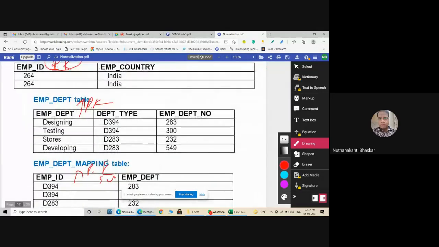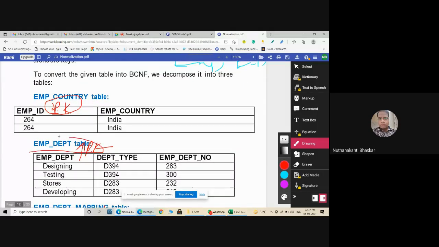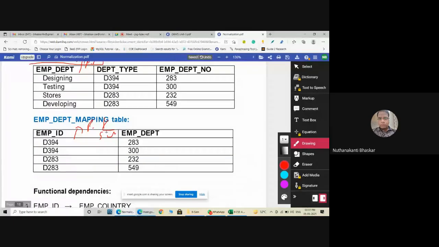So we need the employee department mapping table also, because this is a department table, this is an employee table. The employee works in the department. Here that is the mapping. The relation set is employee ID and employee department. This is exactly what we can do. Clear?